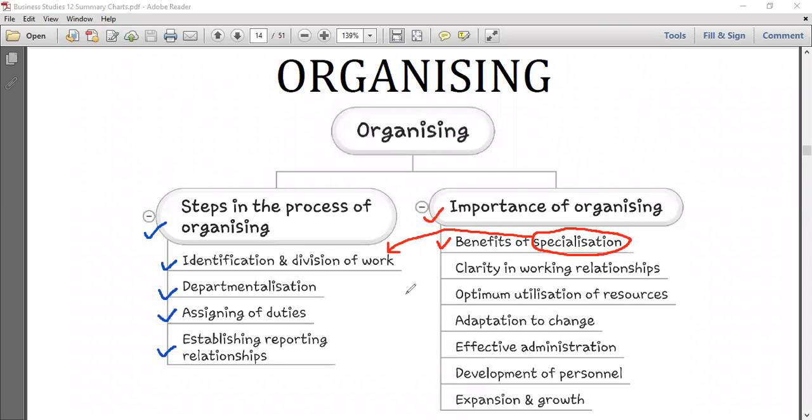The second benefit that we are going to achieve, the second importance of organizing, is clarity in working relationship. As soon as the duties have been assigned to the person, as soon as the person has been told who is his superior and who is his subordinate, the reporting relationship has been established. So there will be clear-cut transparency in the working relationship. We will all know who is our subordinate, who is our superior.